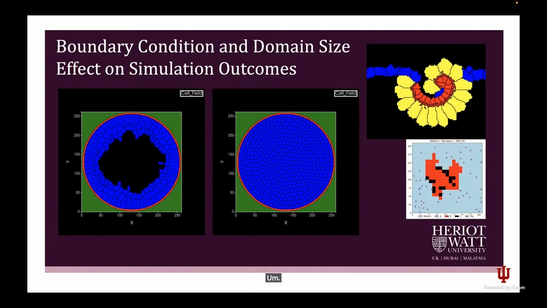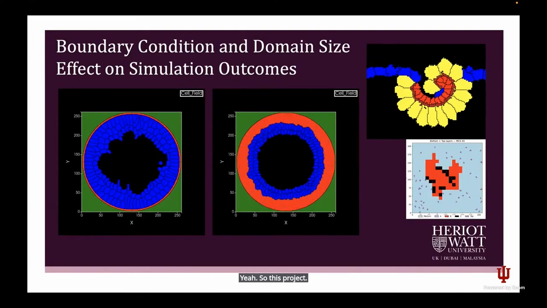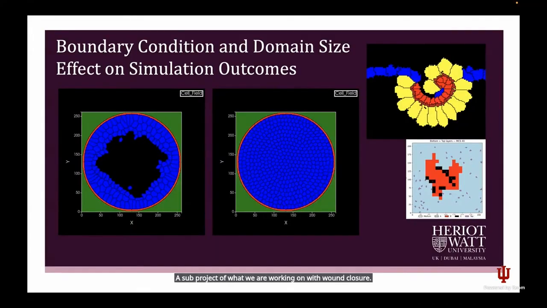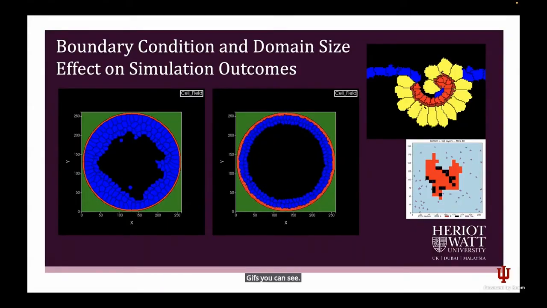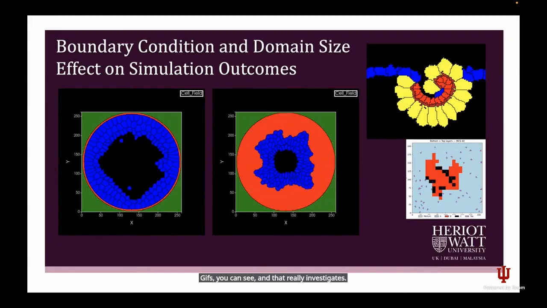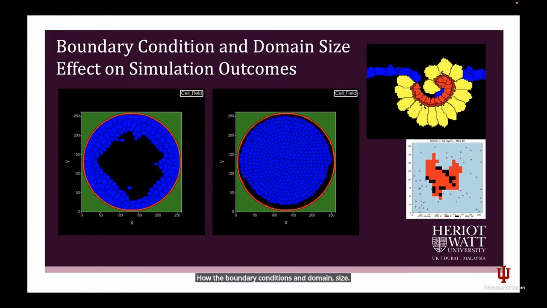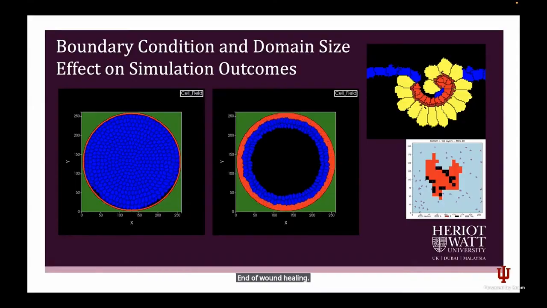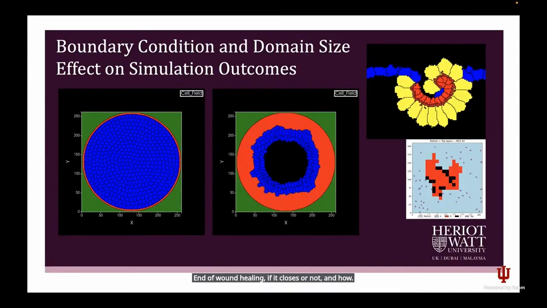Yeah, so this project was a sub-project of what we are working on with wound closure, which is the two GIFs you can see, and that really investigates how the boundary conditions and domain size affect the outcome of a simulation of this type. So in the wound healing, if it closes or not, and how fast it closes.